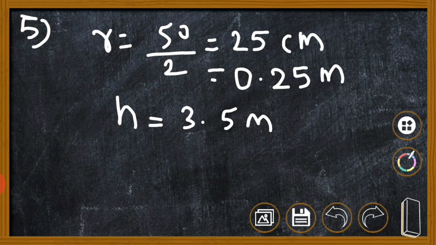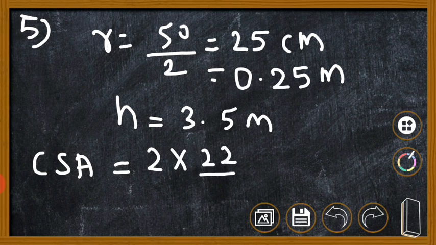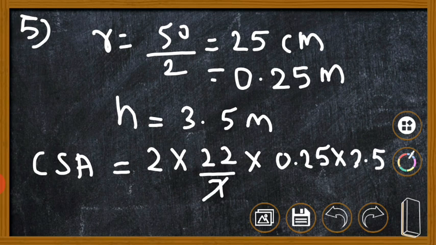Okay, so first you find out the CSA of the pillar. CSA of the pillar, what is the formula? 2 into pi into r into h. Pi, 2 into 22 by 7 into r, r is 0.25, into h, 3.5. Okay, 7 and 3.5 we can cancel, it becomes 0.7, isn't it?